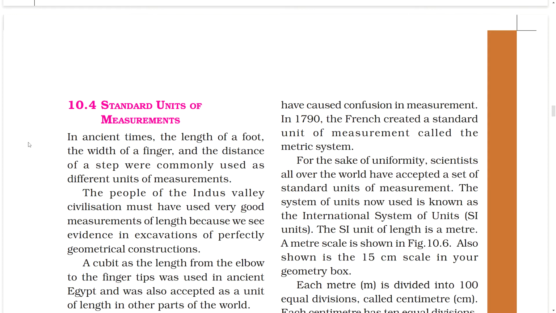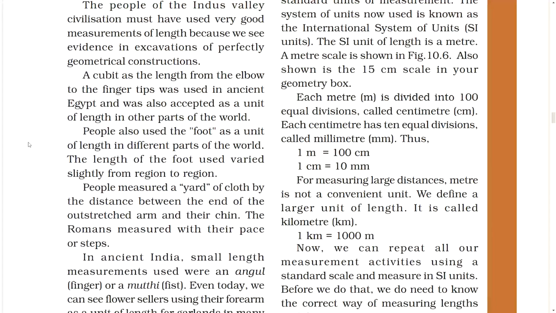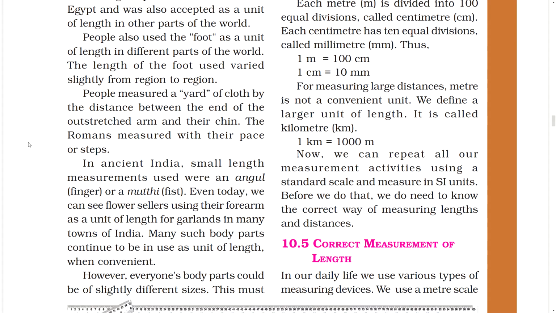A meter scale is shown in the figure. Also shown is the 15 centimeter scale in your geometry box. Each meter (m) is divided into 100 equal divisions called centimeters (cm). Each centimeter has 10 equal divisions called millimeters (mm). Thus 1 m equals 100 cm, and 1 cm equals 10 mm. For measuring large distances, meter is not a convenient unit. We define a larger unit of length. It is called kilometer (km). 1 km equals 1000 meters. Now we can repeat all our measurement activities using a standard scale and measure in SI units. Before we do that, we do need to know the correct way of measuring lengths and distances.